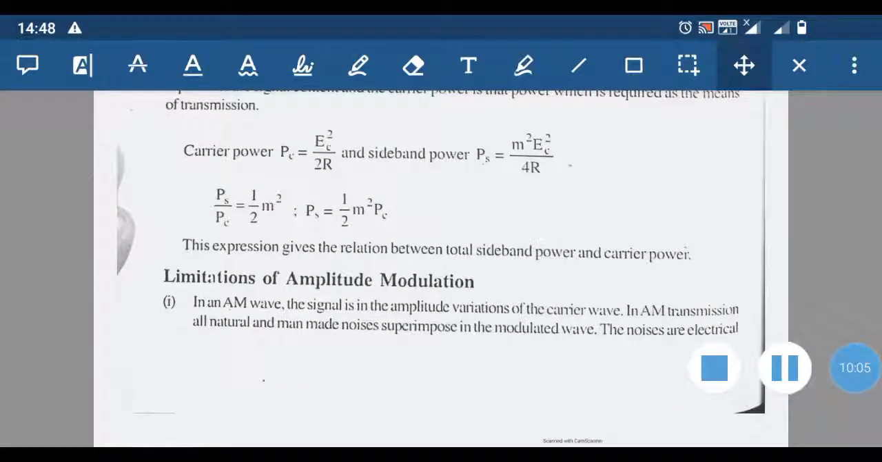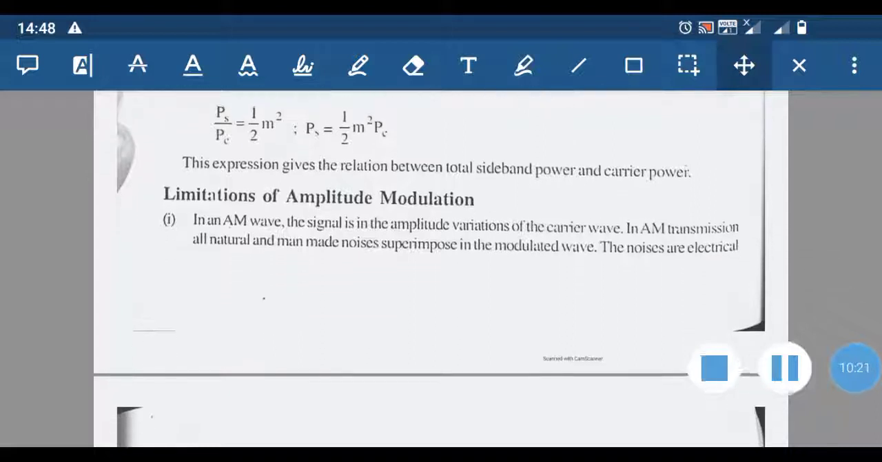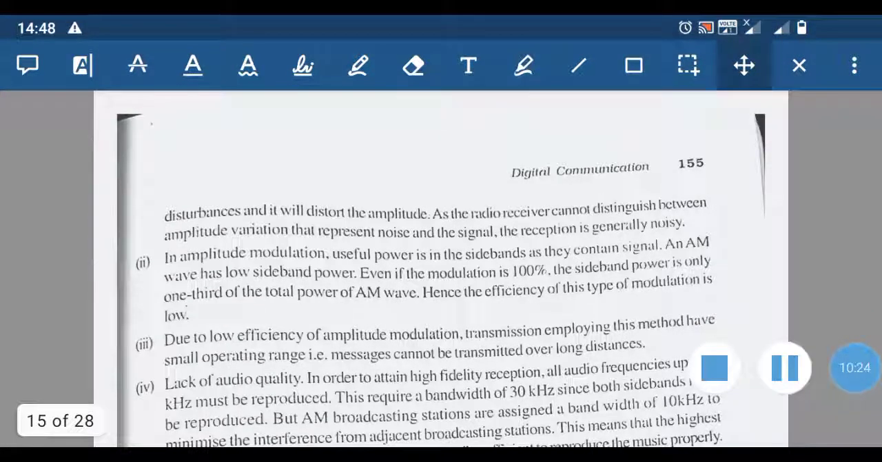Next we can come to the limitations of amplitude modulation. The first limitation is that in an amplitude modulated wave, the signal is in the amplitude variations of the carrier wave, and in AM transmission all natural and man-made noises superimpose on the modulated wave. Noises are electrical disturbances and they will distort the amplitude. As the radio receiver cannot distinguish between the amplitude variation that represents noise and the signal, the reception is generally noisy. So the first limitation of AM is that the reception will be noisy, and these noises are unwanted signals.